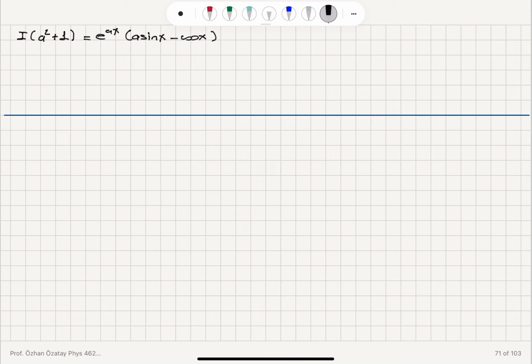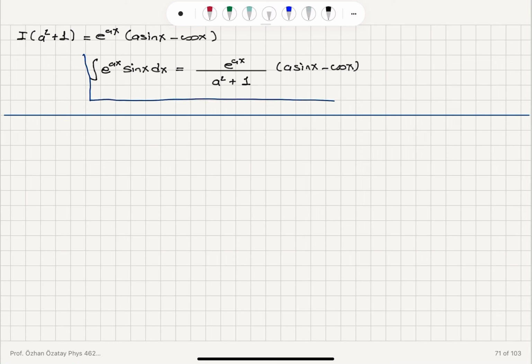So my final answer for this integral, integral of e to the ax sine x dx, is equal to e to the ax divided by a square plus 1 multiplied by a sine x minus cosine x. So this was a pretty good exercise for performing integration by parts.